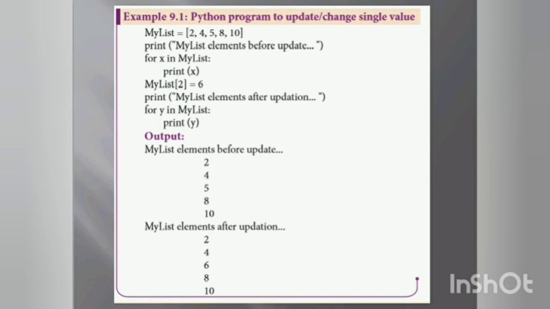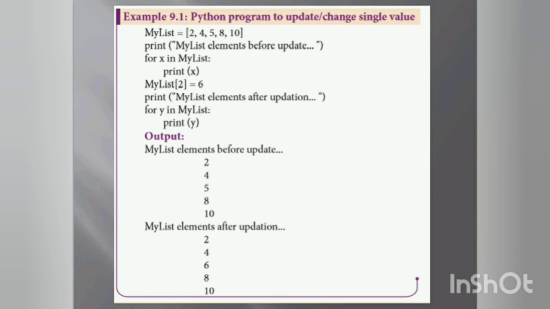Clear about this? my list is the list variable name. Then within the square bracket you have to mention the index value. So the second position, that is the 2 value, means actually the index starts from 0, right? So 0, 1, 2. So the third element you are going to change, equal to this assignment operator, the value to be changed. Which value?